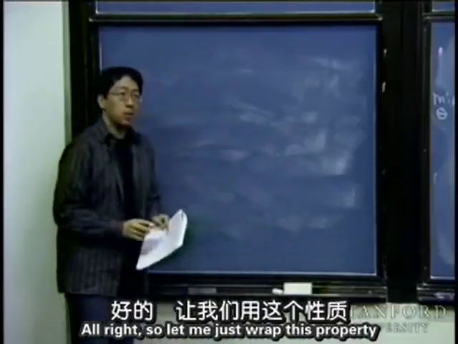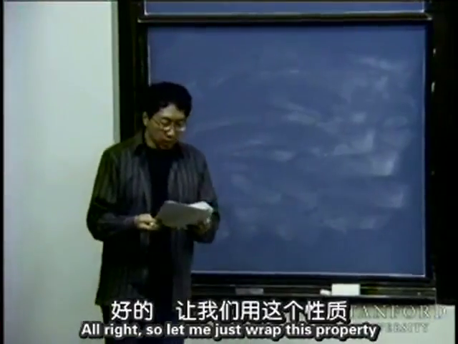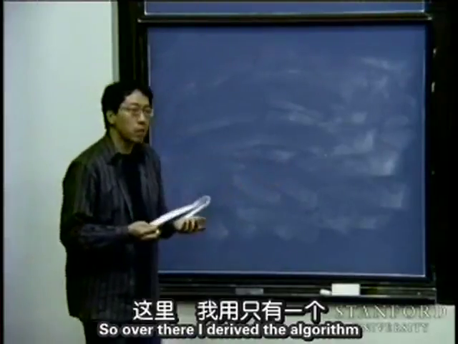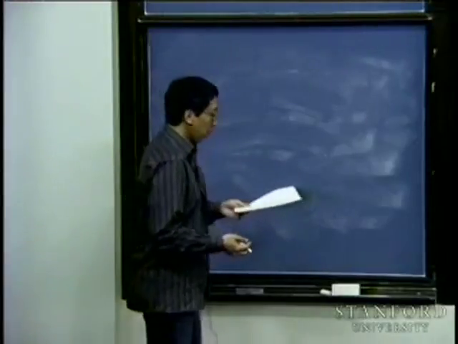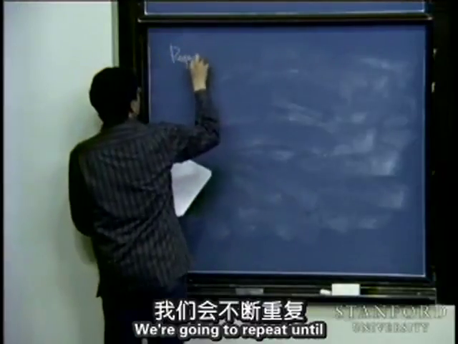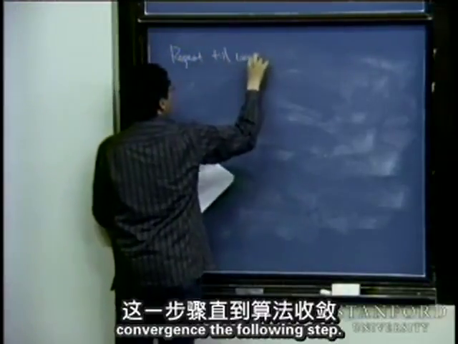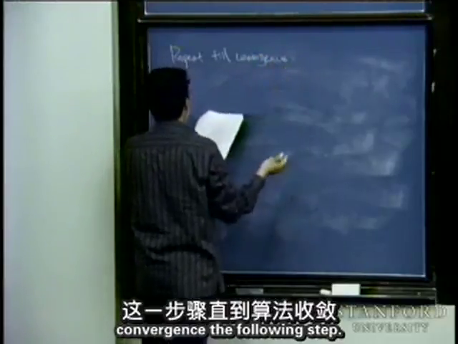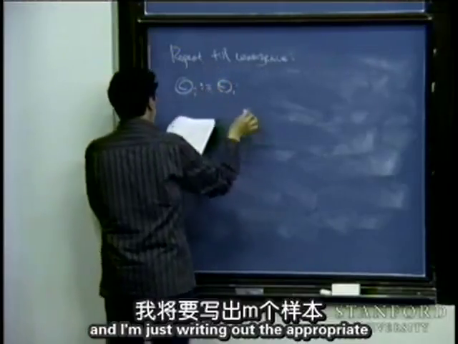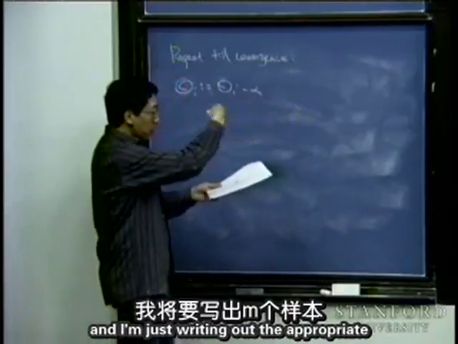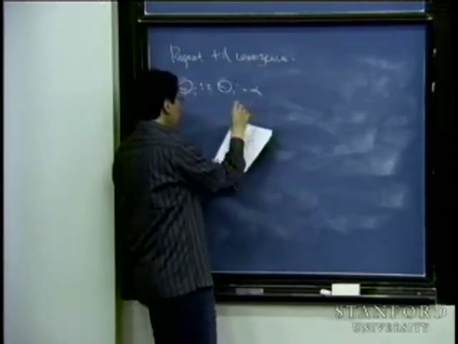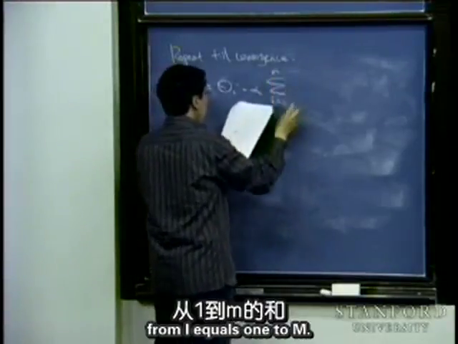Okay, so let me wrap this up properly into an algorithm. Over there, I derived the algorithm for if you have just one training example. More generally, for m training examples, gradient descent becomes the following. We're going to repeat until convergence the following step: theta_i gets updated as theta_i minus alpha times the sum from i equals 1 to m. I'm just writing out the appropriate equation for m examples rather than one example.